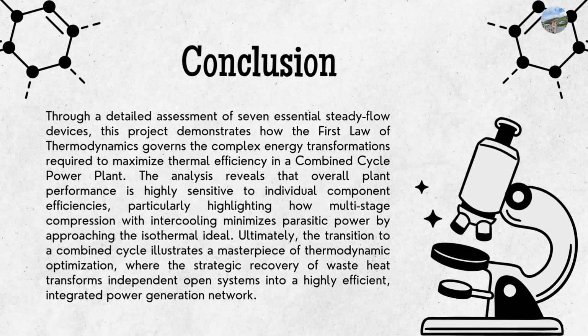So the conclusion for our group project is, through a detailed assessment of 7 essential steady flow devices, this project demonstrates how the first law of thermodynamics governs the energy transformation required to maximize thermal efficiency in a combined cycle power plant. The analysis revealed that overall plant performance is highly sensitive to individual components' efficiency, particularly highlighting how multi-stage compression with intercooling minimizes compressor power by approaching the isothermal ideal.